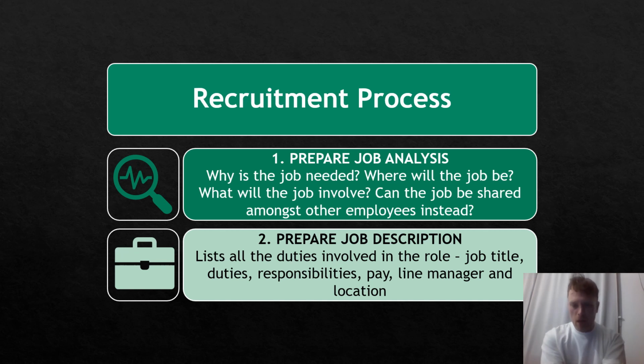Second part, we prepare a job description. So this lists all the duties that are involved in the job role, including its title, the duties, responsibilities, how much we're going to pay them, who their line manager will be, so who do they report to, who's in charge of them, and what location. So for example, if there are several different stores or different offices, which one are they going to be based at? The job description will also act as a good anchor for our job advert later on, to let the candidate know what would be expected of them if they were to do this job.